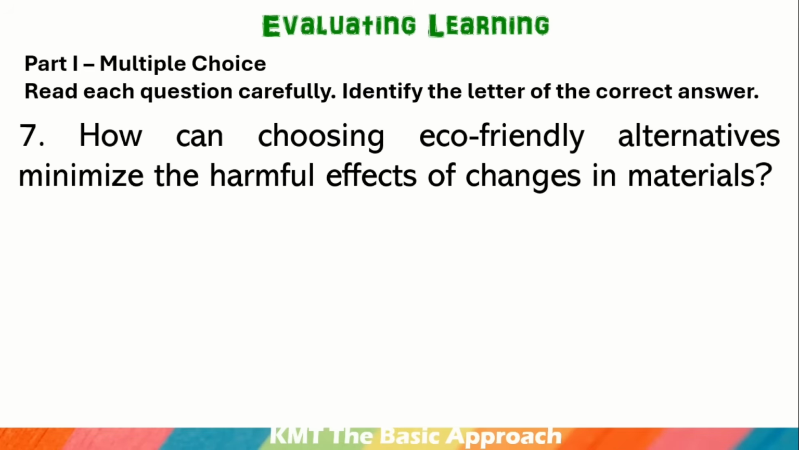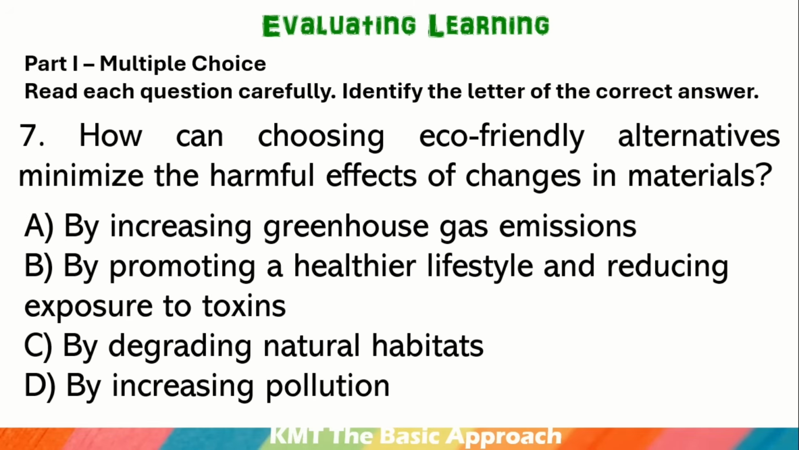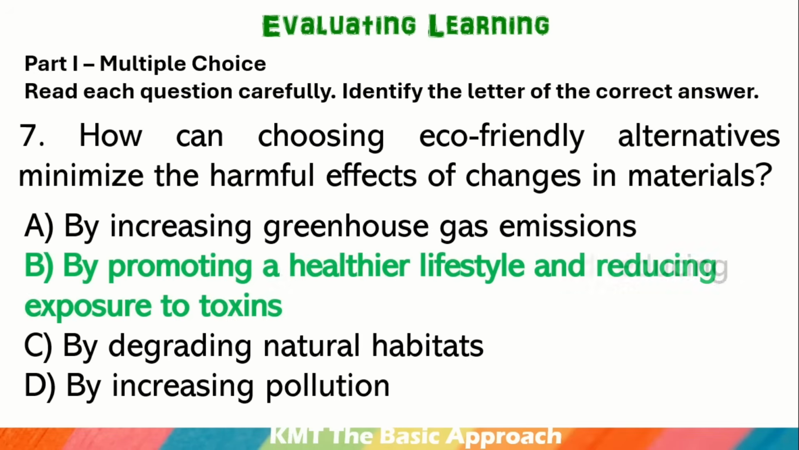Number 7. How can choosing eco-friendly alternatives minimize the harmful effects of changes in materials? A. By increasing greenhouse gas emissions. B. By promoting a healthier lifestyle and reducing exposure to toxins. C. By degrading natural habitats. D. By increasing pollution. What is the correct answer? Good job! The correct answer is letter B. By promoting a healthier lifestyle and reducing exposure to toxins.